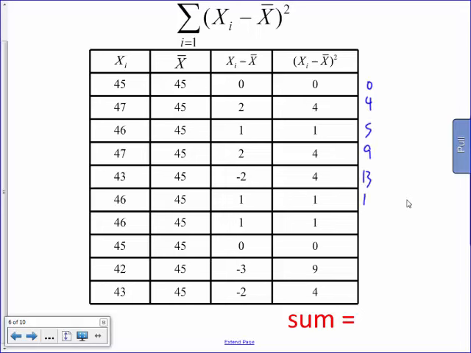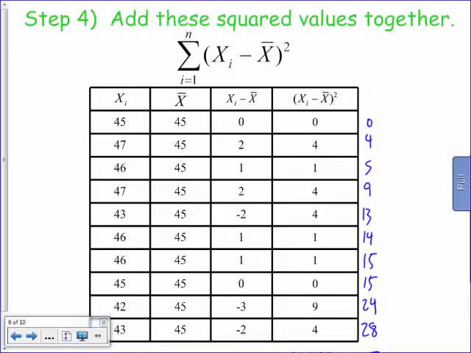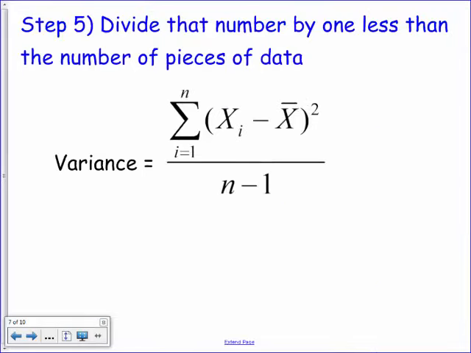Just adding them up on the side as I go. 15, 15, 24, 28. And so our sum is 28. All right, and what do we do with that again? After we add all those up, we divide by n minus 1. And what we call this is the variance.